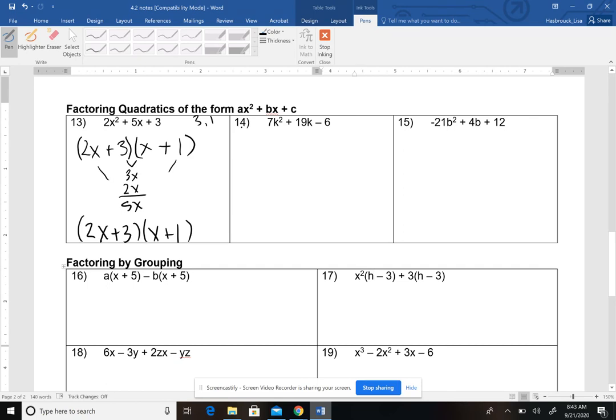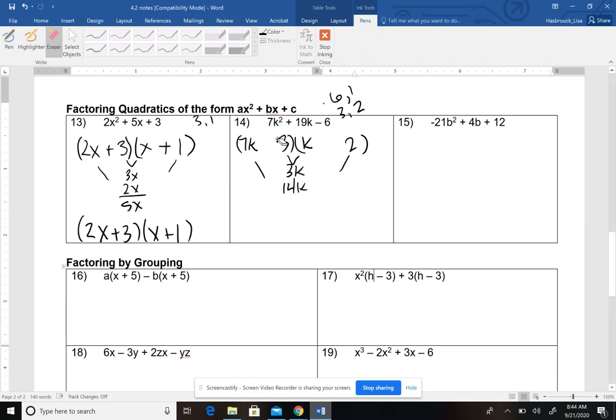For number 14, we start with 2 sets of parentheses again. 7 is prime, so I use 7k and 1k. Now for the 6, we have to decide what to use. There's 6 and 1 or 3 and 2. And we also have to think about the signs when we do this. So I want to get a 19 in the middle. To get a 19 in the middle, let's try the 3 and the 2. So first I'm going to show you if I put a 3 here and a 2 here, I get a 3k and a 14k when I check for the middle. 3 plus 14 is not going to give me a 19. Okay, so I know that that didn't work.